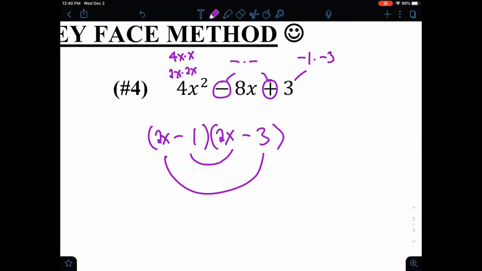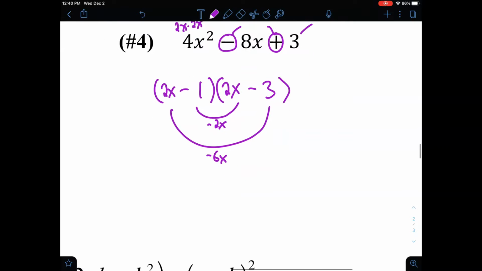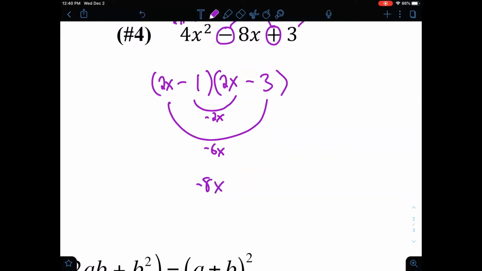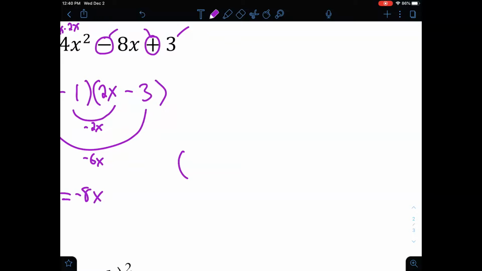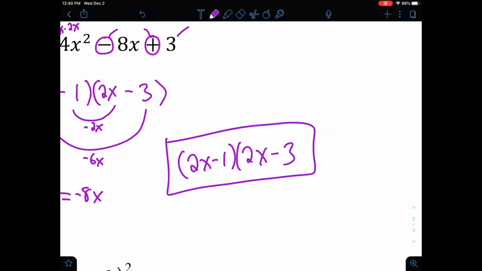Well, negative 1 times 2x is negative 2x. 2x times negative 3 is negative 6x. And we get negative 8x, which is correct. So the factored form of that quadratic trinomial is going to be 2x minus 1 times 2x minus 3. And for all these answers, if you were to FOIL them out, you would end up with the original problem that we have there. Okay, we're undoing FOIL.